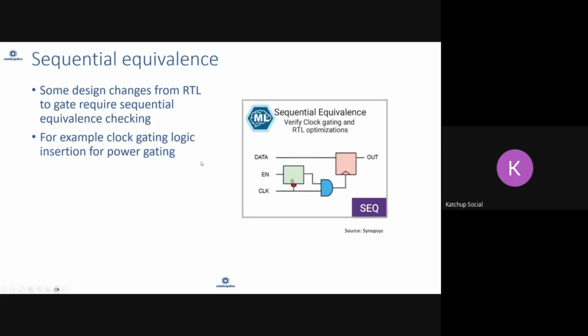Then sequential equivalence. We talked about combinational equivalence. Some designs, when changing from RTL to gate, will insert clock gating logic or power gating logic. This requires a slightly advanced version of equivalence checking, known as sequential equivalence. So there's another targeted app which was developed and can do this verification. As you can see, property verification has its own place, but a lot of new apps which do not require a super formal expert to do verification have been developed, and this is how formal is very widely used in designs today.